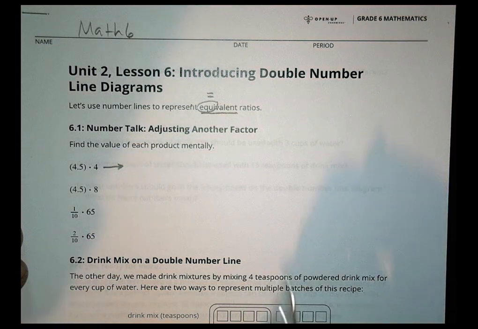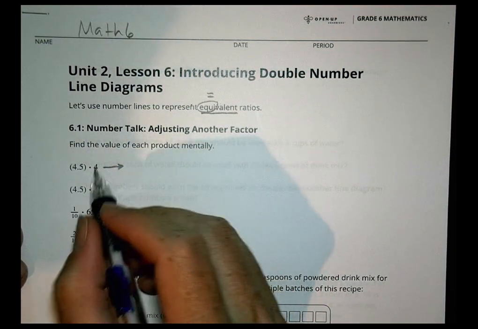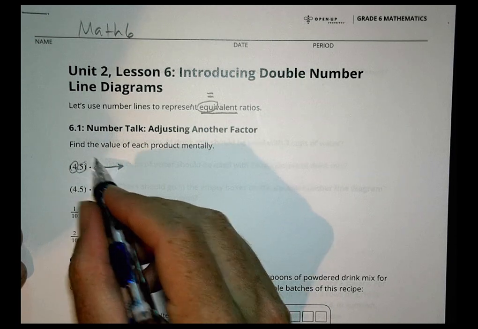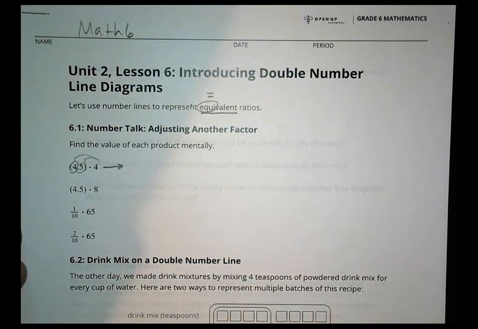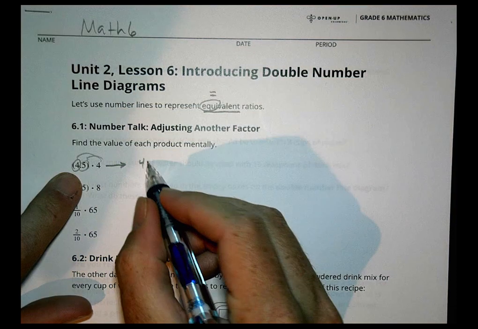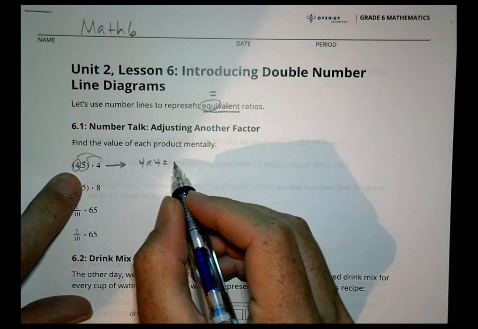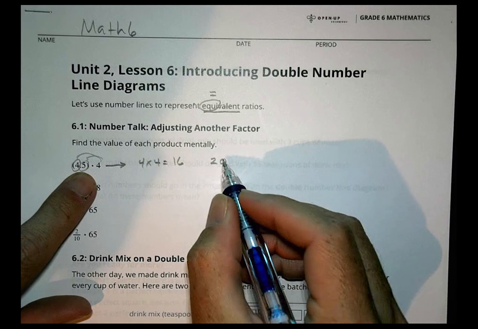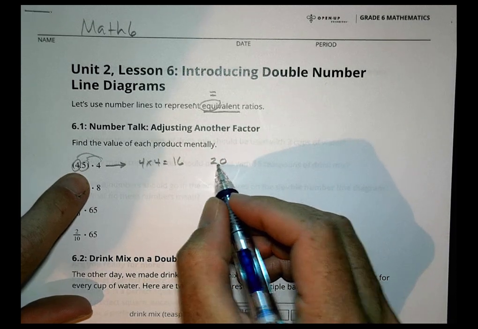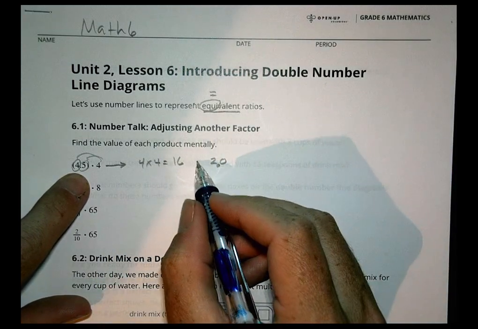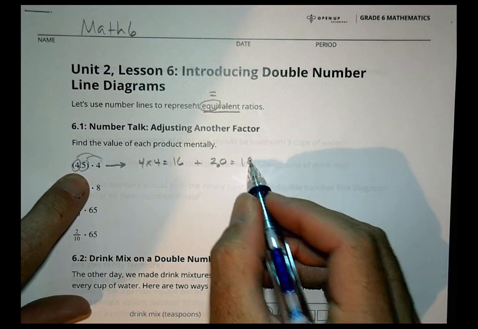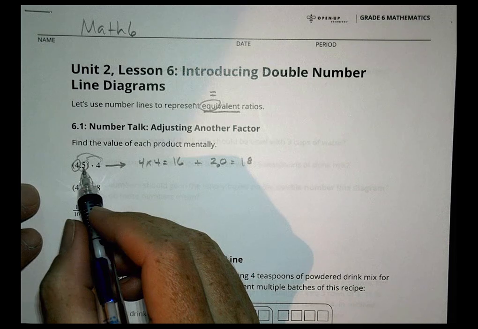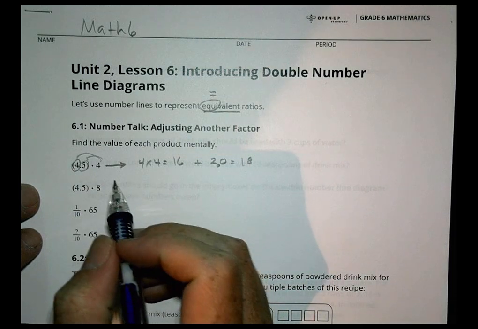So this one here, the way I thought about it at least, was I broke this up into a 4 and a 0.5 multiplied by 4. So mentally I went 4 times 4, and I'm writing out what I'm thinking in my head, is 16. And 4 times 5 I know is 20, but because I'm multiplying by a decimal, it becomes just 2. And so 16 plus 2 is 18. So that's how I solved it in my head: 16 plus 2 for 18 there.